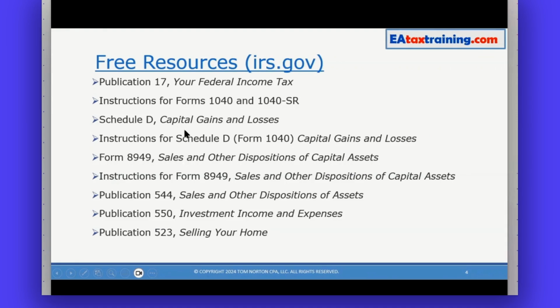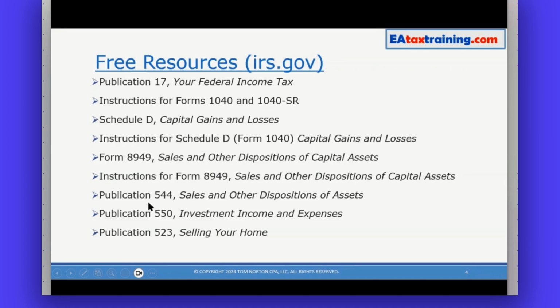So this is where capital gains and losses are actually reported on your tax return. And then Form 8949, sales and other dispositions of capital assets, and the instructions for that form. Again, many of your sales will be reported on Form 8949, and then those flow into Schedule D. So we will look at those forms in this video, but you are going to want to read through those, read the instructions, and much of the material from this video is covered in the instructions to those 2 forms.